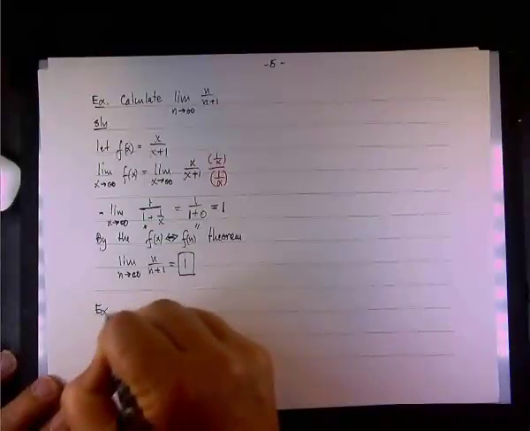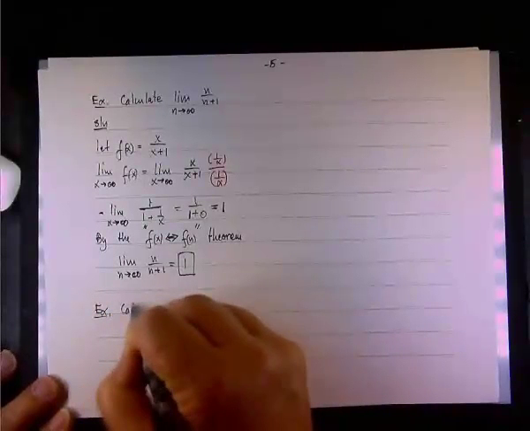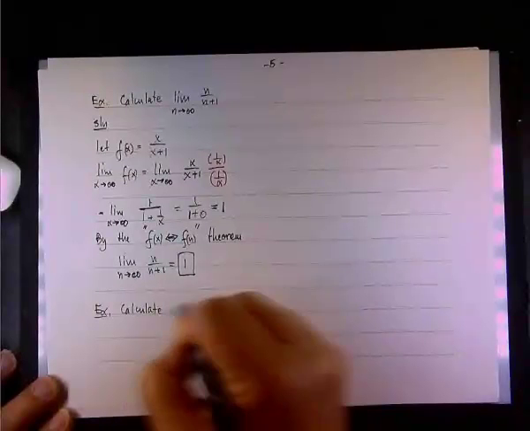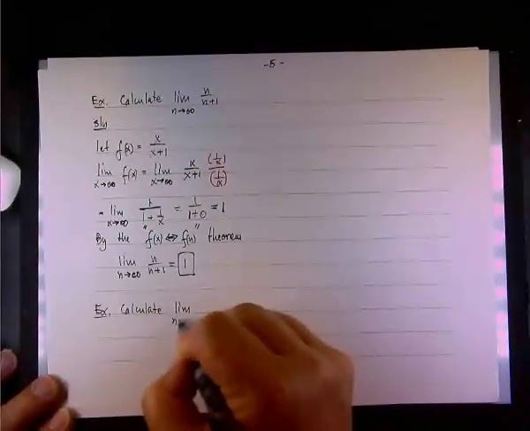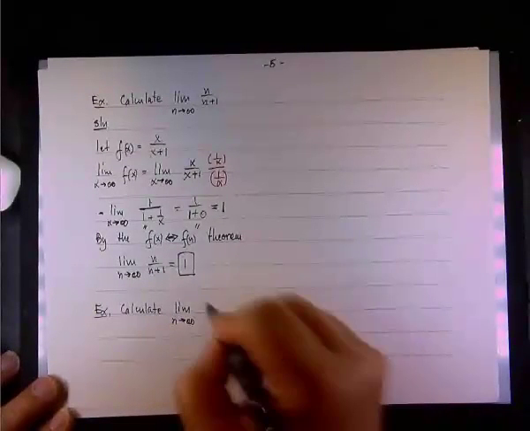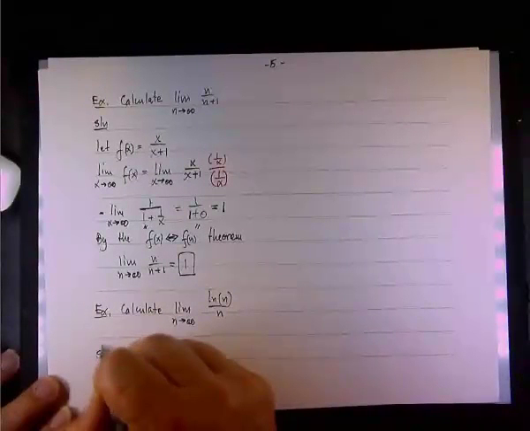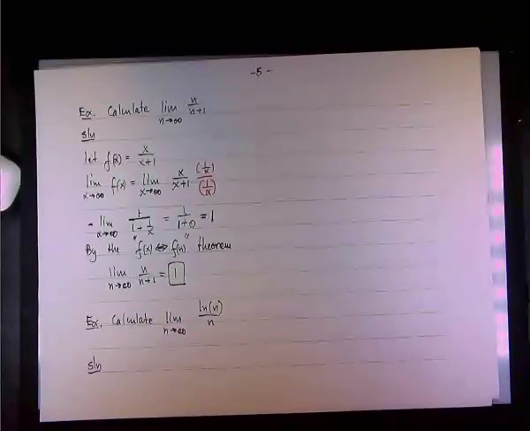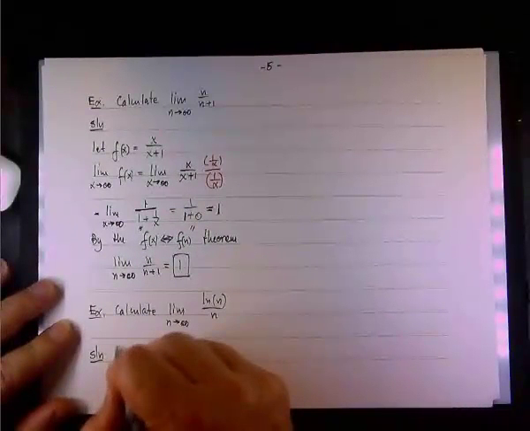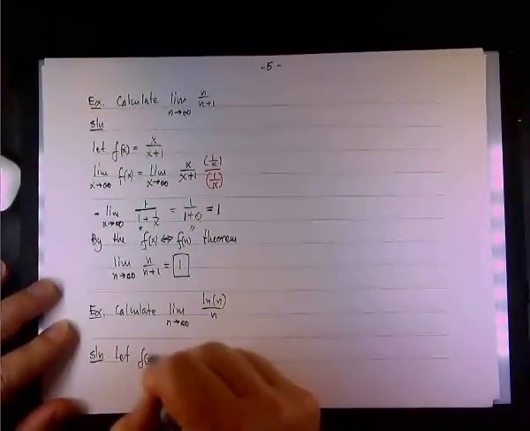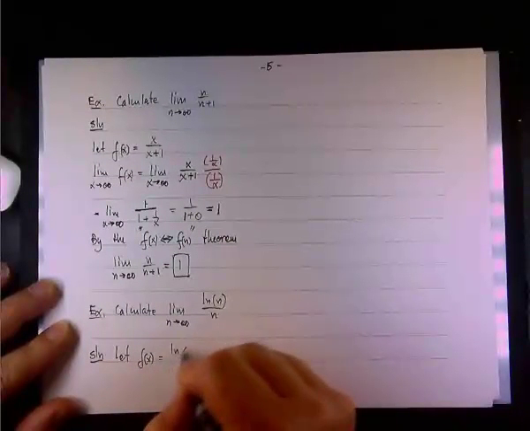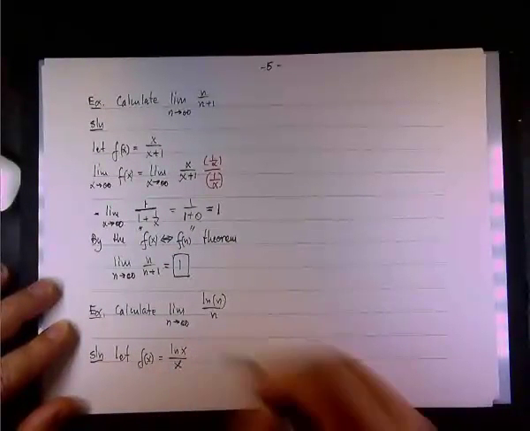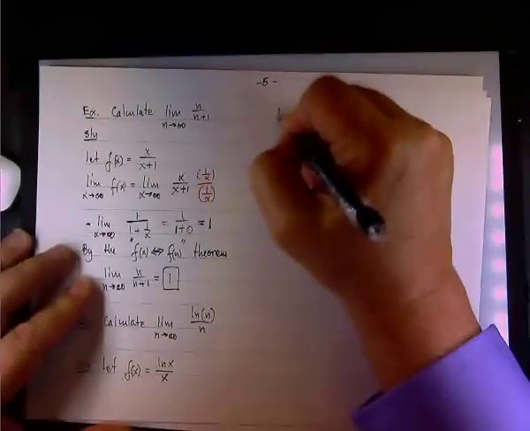Here's another example. This is an even nicer example. Let's calculate the same kind of limit as n goes to infinity. Let's say the general term is natural log of n over n. What do we do here? Well, here, we start the same thing. We're going to say that we let f of x equal the natural log of x over x, like so.